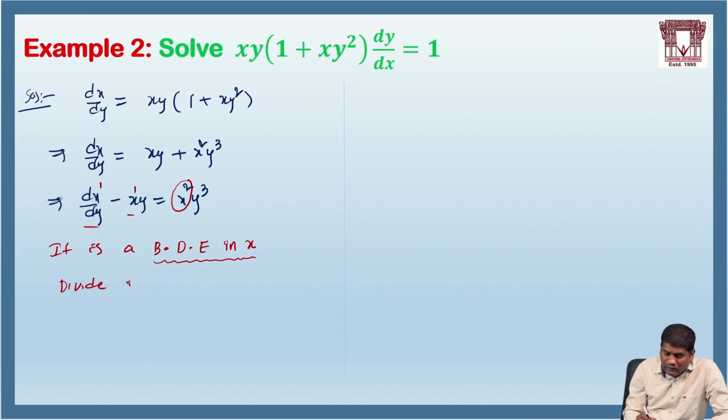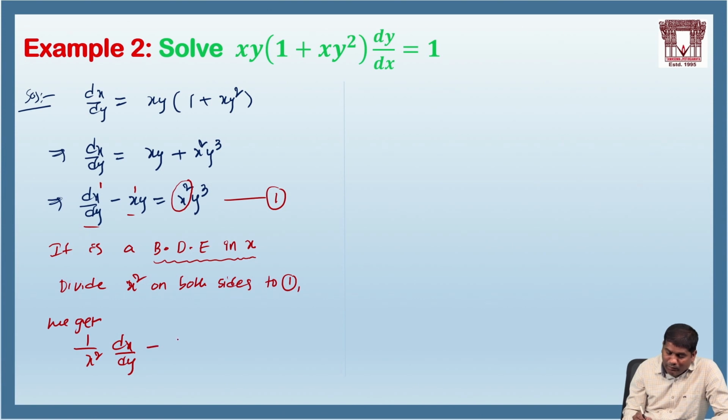Divide x² on both sides of this differential equation 1. We get 1 divided by x² into dx/dy minus y into x divided by x², that is 1/x, is equal to y³. On the right hand side, x² by x² will be cancelled. Now we are giving the equation number 2 to this.